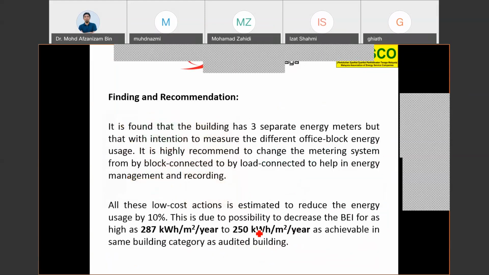Finding a recommendation. We found that the free boarding has a separate energy meter, but with no intention to measure different block energy. They recommend changing the system from block connected to loop connected to have an energy measurement error value. So this is the suggestion from the auditor. This low cost action is estimated to reduce energy by 10%. They mentioned specifically the percentage. This is due to the possibility to decrease the VI from 287 to 250, as applicable in the same building category as the audited building.